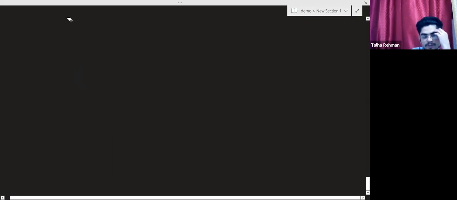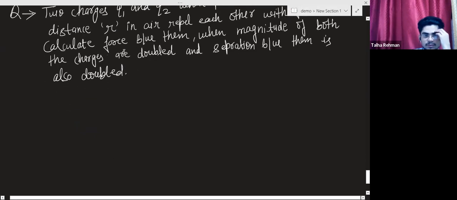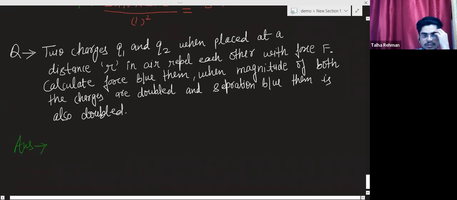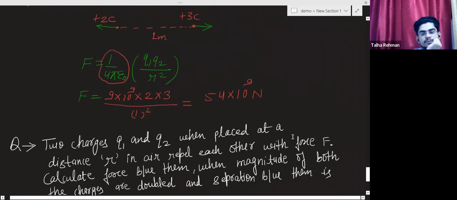Now let's see what happened in the question. Two charges q1 and q2 are placed at a distance R. Simply you should put two charges at a distance of R. No problem. Charges are given as q1 and q2, and these charges are placed in air. And here one thing is given: they repel each other with a force F.